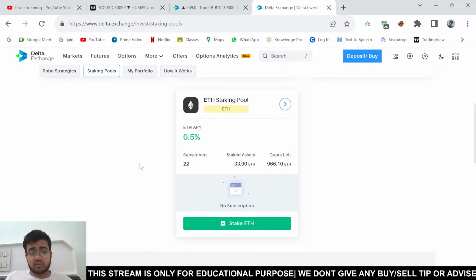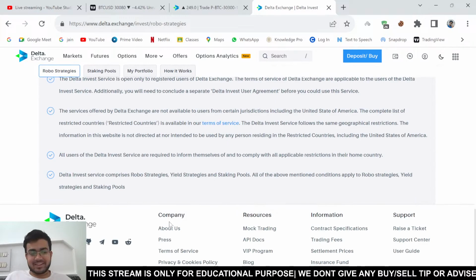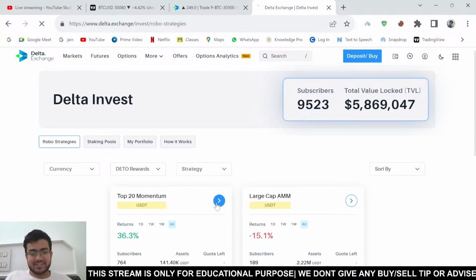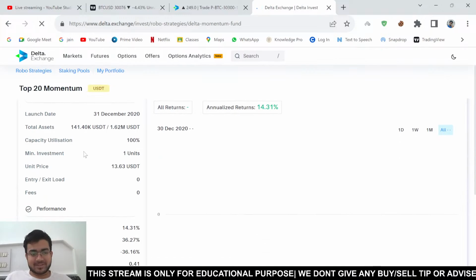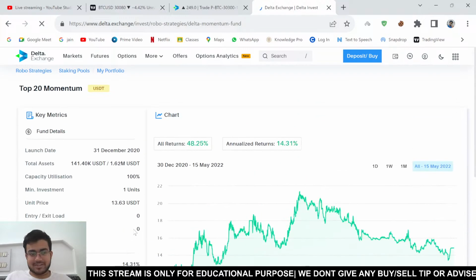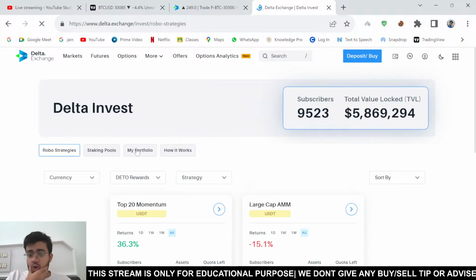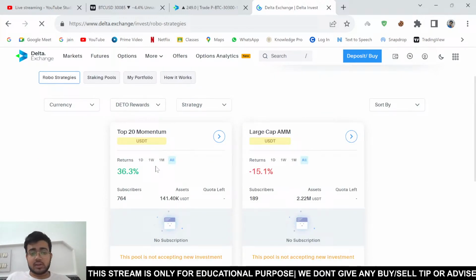So they do allow staking. That's really nice. This is very good. I like this. Good, good, good. Nice. Well, I wish there were more options on how to get into these, because 36% is a good return, guys. Honestly speaking, 36% is a good return.